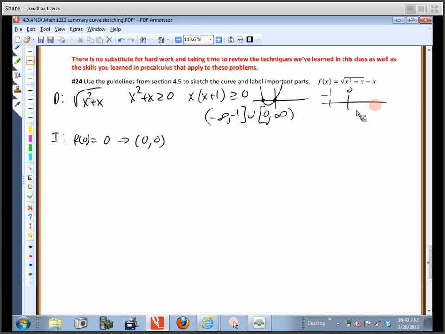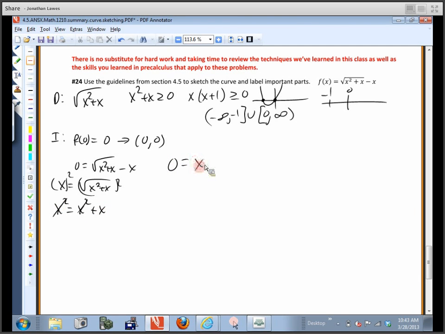Okay. And when does this equal 0? Remember how to solve that? When does square root of x squared plus x minus x, when does it equal 0? Here's what you'd be stuck doing. You'd have to move this over to the other side. You're solving a radical equation at that point. Square both sides. X squared equals x squared plus x. Luckily, this is an easy one to solve. Those go away, so I get 0 equals x.